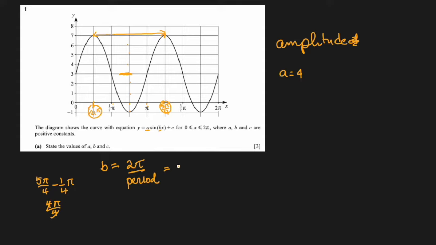So the B which we want to find will be 2 pi divided by the period, which we found out is pi. So pi and pi cancel. 2 is the value of B.